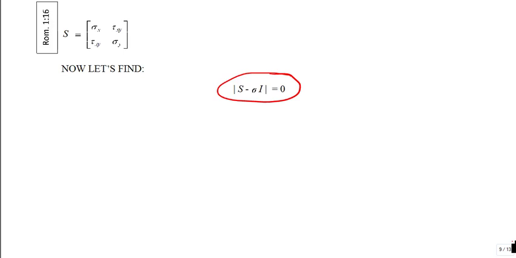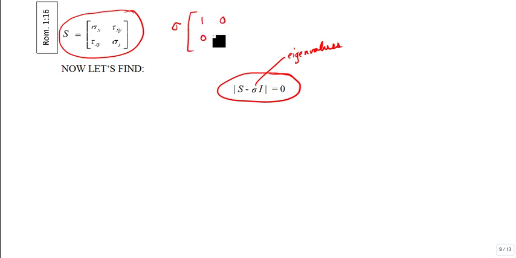Okay, so here it is. This equation means that the determinant of the stress matrix minus sigma times the identity matrix is going to vanish. And so we want to find the eigenvalues, which are the sigmas. If you've forgotten, these would be the eigenvalues. All right, so let's go ahead and do this where the stress matrix is given here. If I take sigma, my eigenvalues, and multiply it by the identity matrix, I'm going to get a matrix like this.